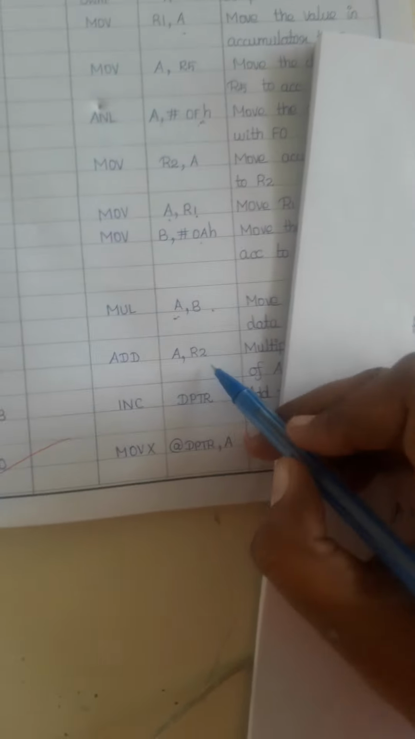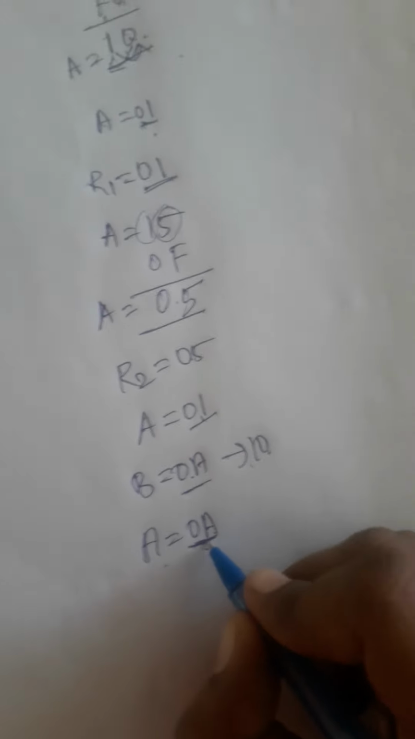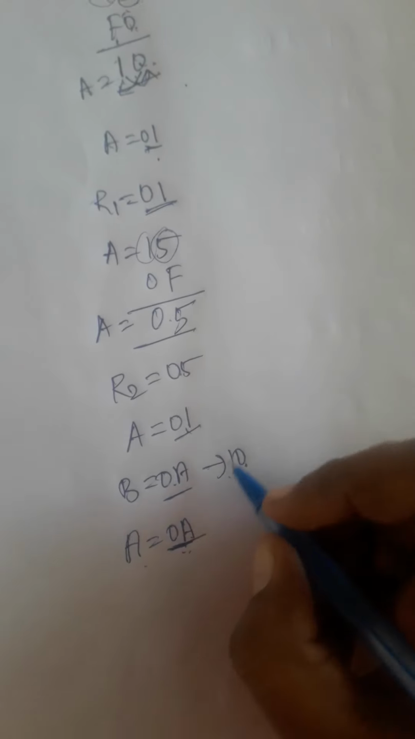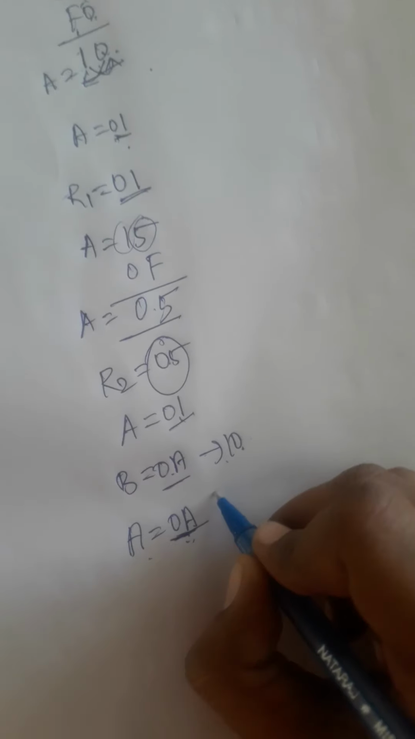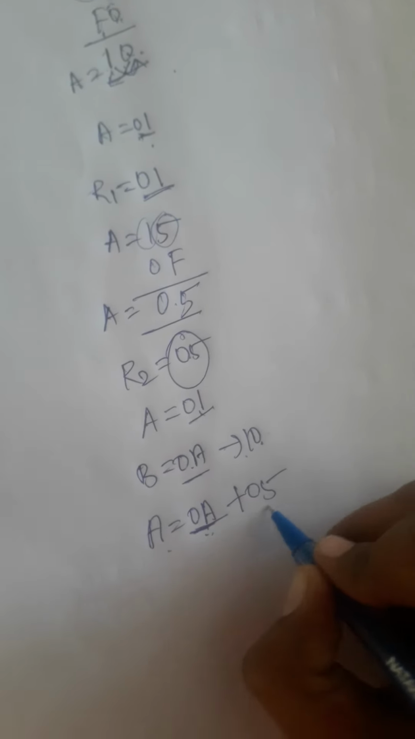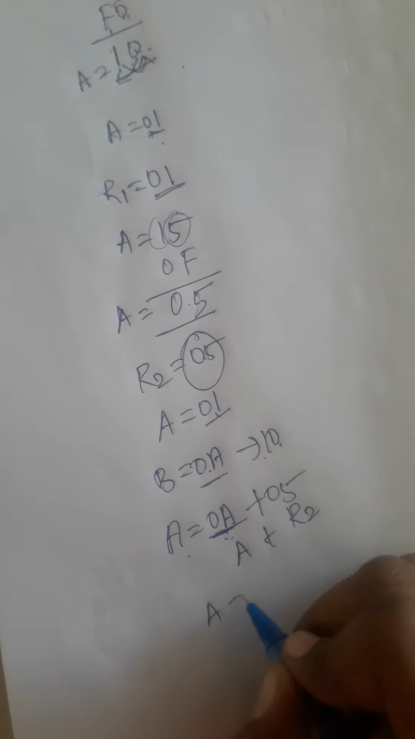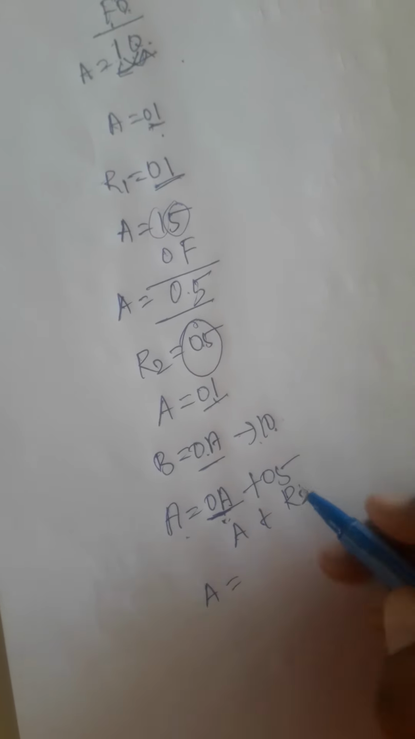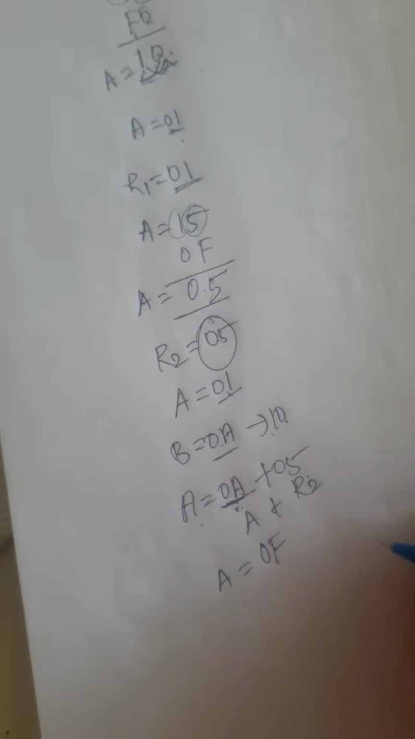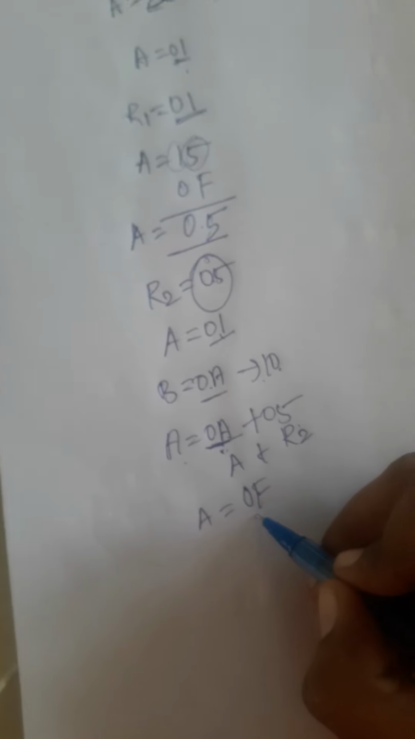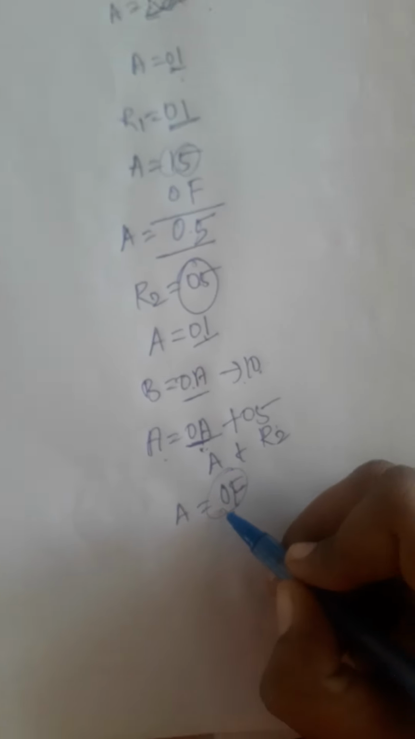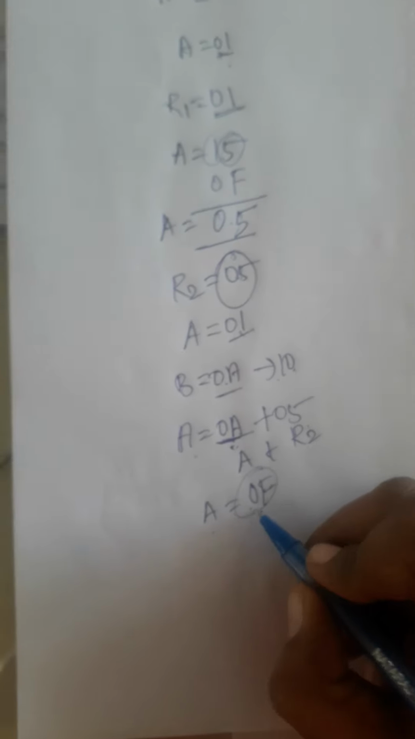Then ADD A, R2. This means the accumulator data will be added with the R2 data, that is 05. This is the R2 data, this is the accumulator data, and the final result will be available in the accumulator. A plus 5 gives 0F, the hexadecimal value, which will be available in the accumulator after adding.